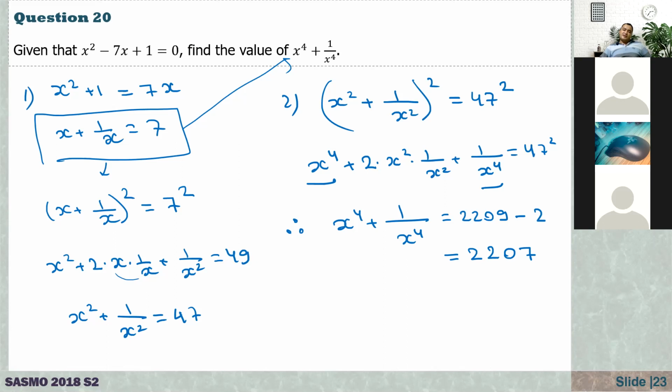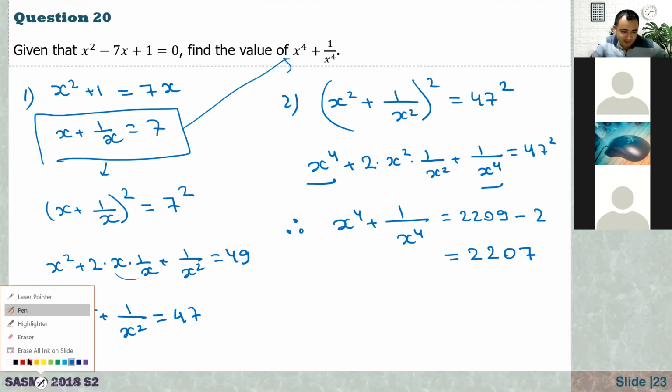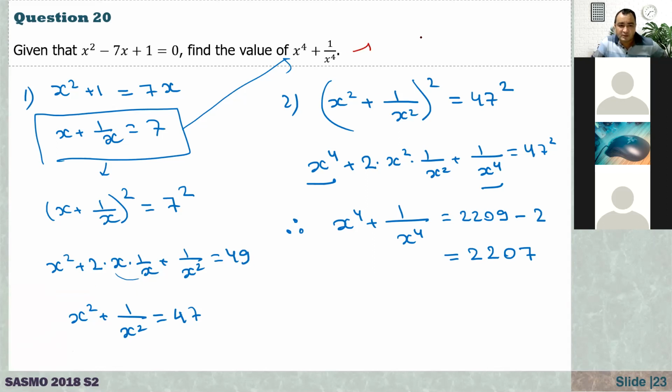If I ask you, Ayan, Elmir, Murat, can you solve this in 2 minutes, for example? The same question, but instead of x to the power of 4 plus 1 over x to the power of 4, how about if they ask this question? X to the power of 5 plus 1 over x to the power of 5. You can just use that result to get this answer. Not 2 minutes, that is too much, I think. Let's say 1 minute and 30 seconds.